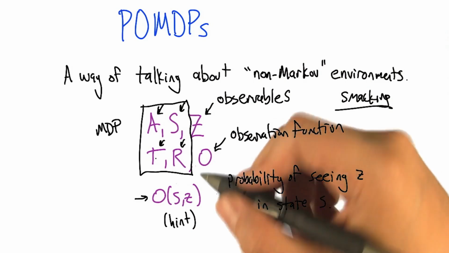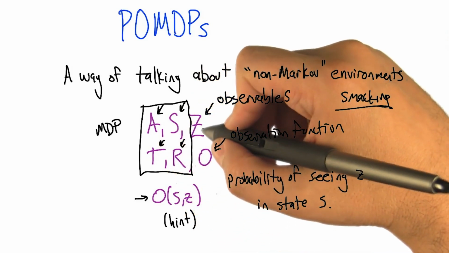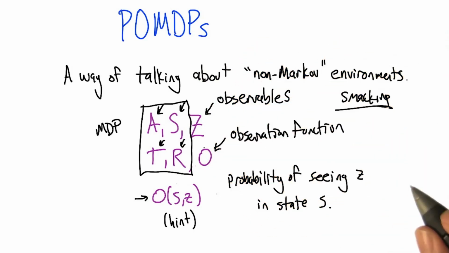But of course, you don't really know what state you were in, and you may not know what state you ended up in because, again, you as the agent have to make decisions based on what you can see.